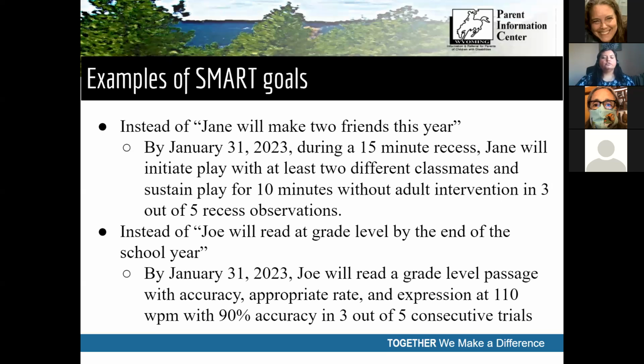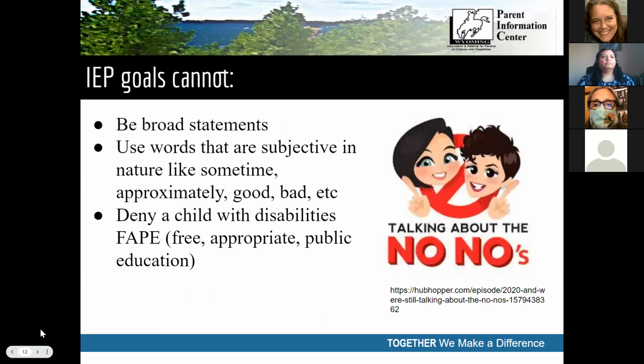By January 31st of 2023, Joe will read a grade level passage with accuracy, appropriate rate, and expression at 110 words per minute with 90% accuracy and 3 out of 5 consecutive trials. So here we've made it time bound. We've given it some data that we can actually collect. We've said that he's going to read it at 110 words per minute. So now we can actually collect some data, and at 90% accuracy, so that we can collect that data over time and actually provide the parents with some progress monitoring so they can know how well Joe is doing at getting to meeting his goal and being successful with his particular goal.